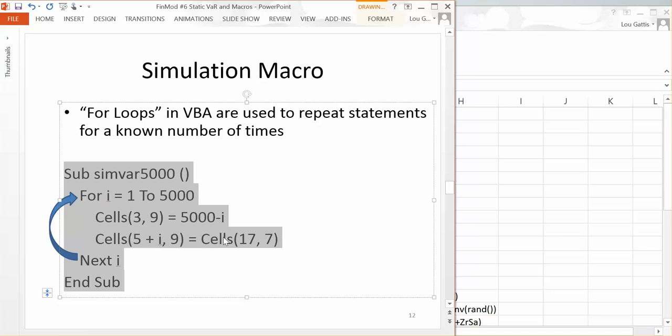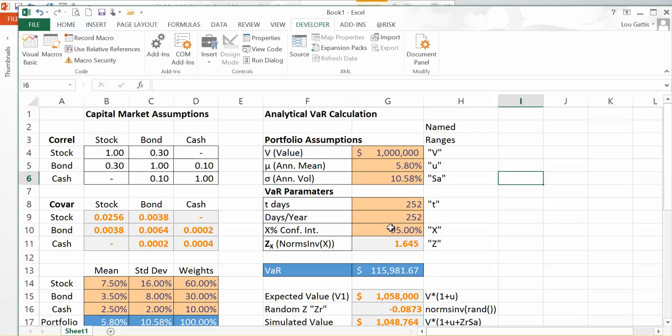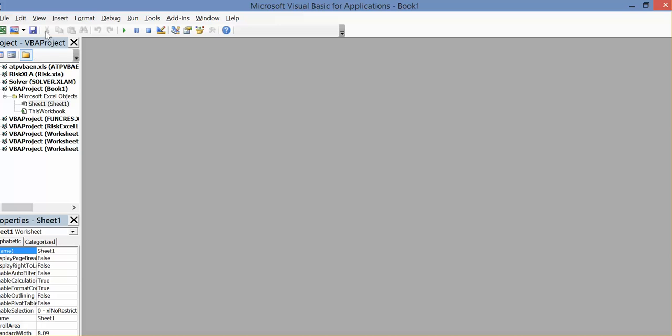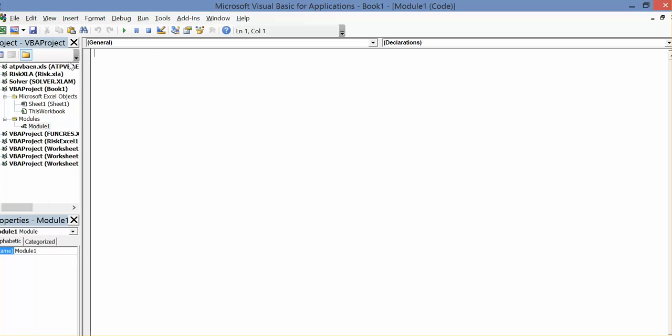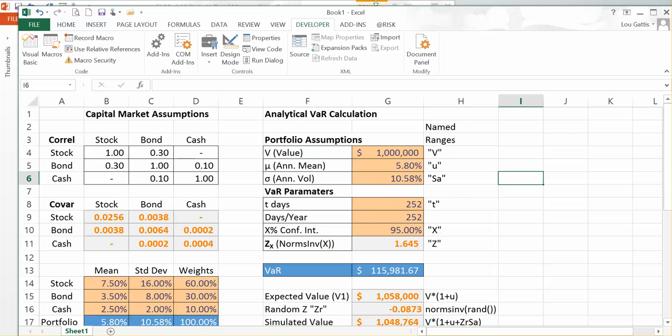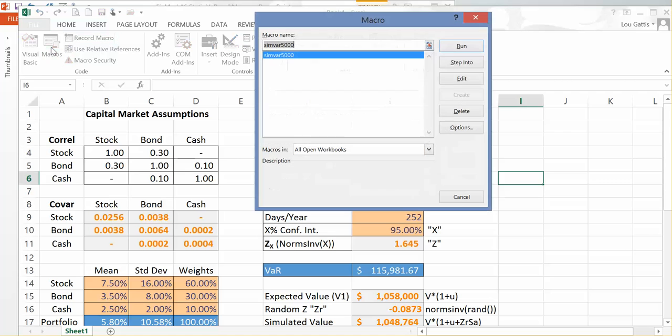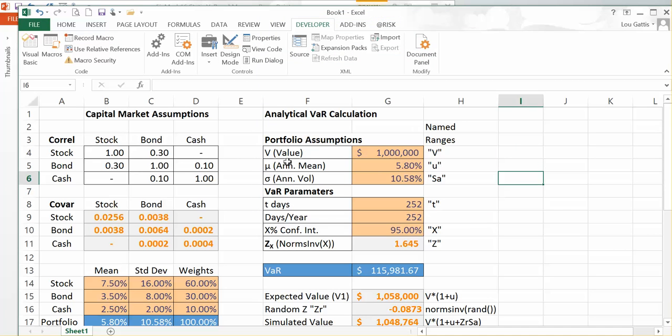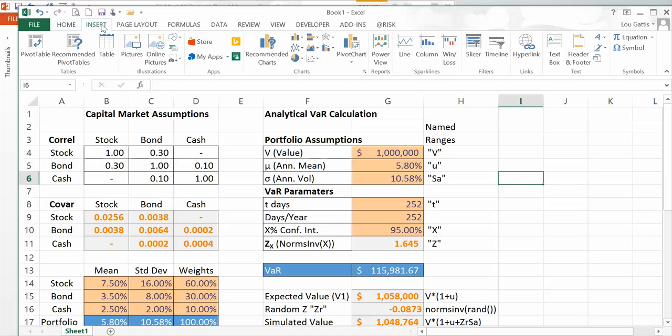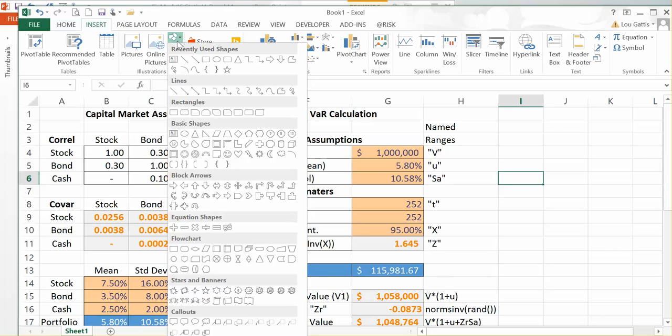So I'm going to copy that. I'm going to go to my Developer tab, Visual Basic, insert a module, and paste. Now I can run that macro by going to Developer, Macro, but I'm going to attach it to an art object. So I'm just going to insert a random art object.